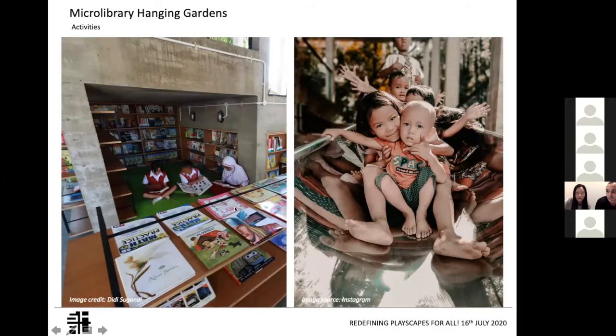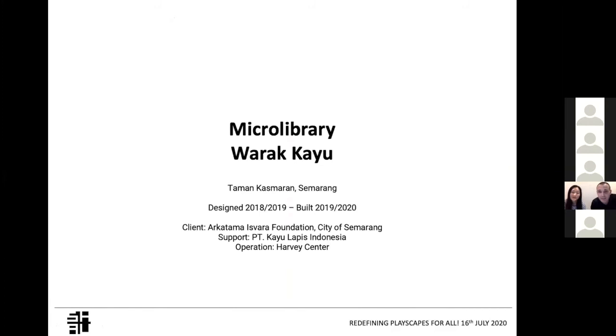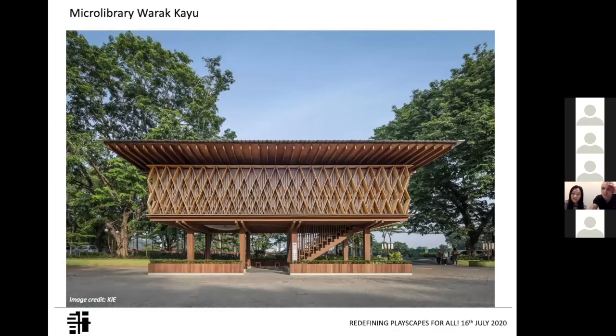And finally, we go to our recently finished microlibrary Barakayu in Semarang. It is also a privately funded project by the Arkadama Iswara Foundation, and it will be donated to the city of Semarang. You see this, maybe it popped up on your screen a while ago, it was widely published. This is a timber construction, and we also played here again with a typology of house on stilts. We have the library space upstairs, and underneath a sort of semi-outdoor space where people can utilize the seating stairs for watching movies. We have a swing and we have a net.